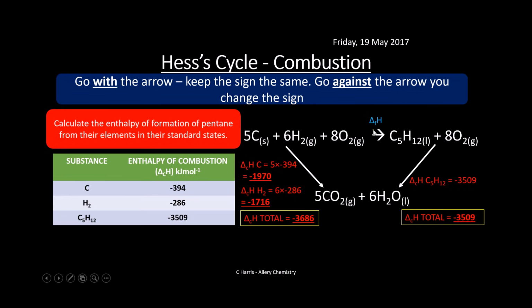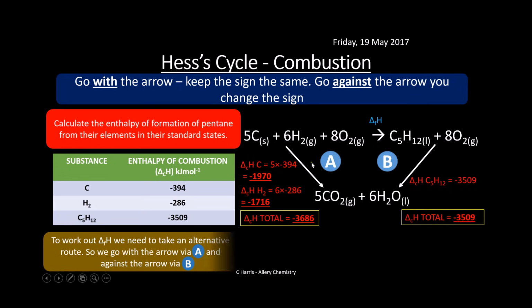Okay, and remember we want to work out the enthalpy of formation. This is elements going to pentane here. Notice we're not drawing a formation cycle, even though it's asked us to work out the enthalpy of formation. Our data is combustion, so we must draw a combustion cycle. Again, just like before, to work out the enthalpy of formation, which is this bit here, all we need to do is take an alternative route. So we go with the arrow at A this time, and against the arrow at B. So you want to get from here to here. Imagine this is closed off, a bit like a roadblock. So the alternative would be going with the arrow here and against the arrow there.